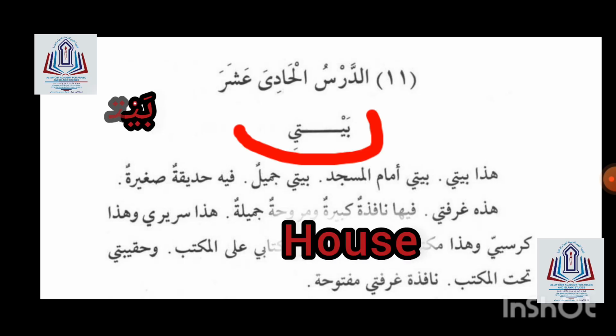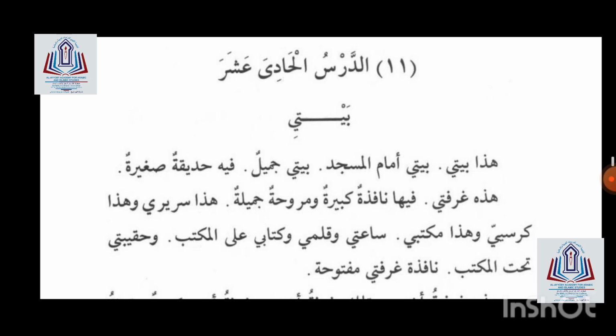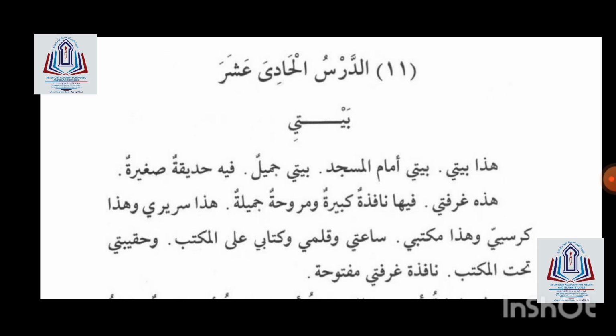Bayti, my house. This passage contains a number of short and simple sentences made of two nouns, at times three nouns, at times one noun, one adjective, and so on. In a nutshell, these simple sentences are formed with nominal words that are used to name and describe, which are the nouns and adjectives.